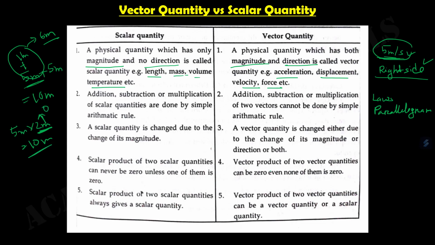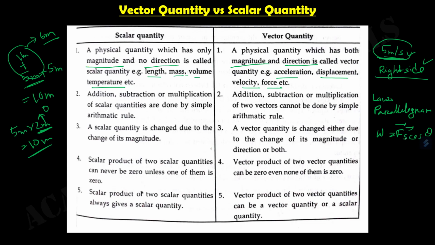But in case of vector quantity, the vector product of two vector quantities can be 0 even if none of them is 0. For example, for work, we know the formula of work is W equals Fs cos theta. Here F is a vector quantity and S is also a vector quantity. But the product can be 0.